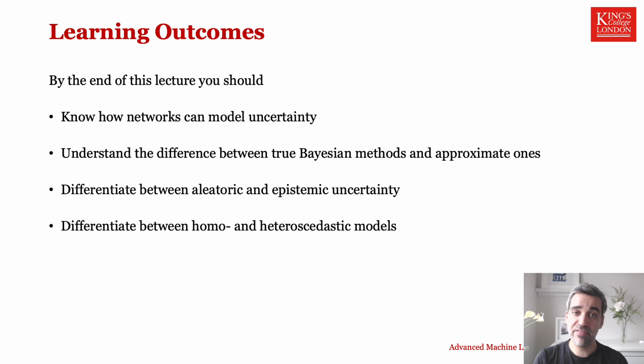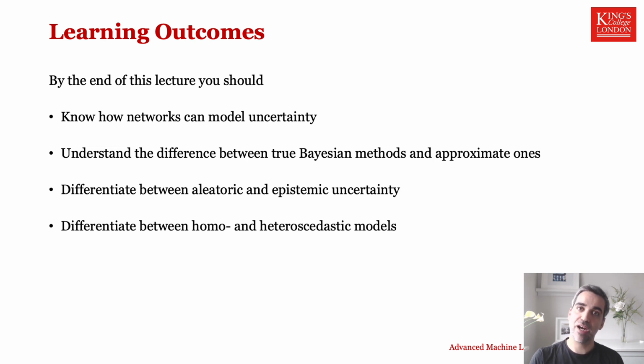And by the end of this lecture, I hope you now understand that neural networks can indeed model uncertainty and how they can model uncertainty, either via the way you model the parameters of the neural network, or by ensembling, or stochasticity, or test time augmentation. You understand the differences between true Bayesian methods, which are the ones where you're actually modeling the parameter distribution, and the ones that try to approximate it via methods like Monte Carlo Dropout sampling.